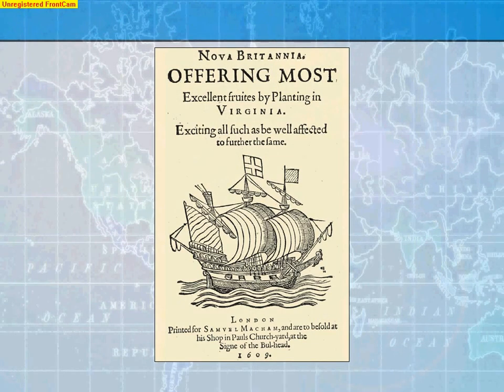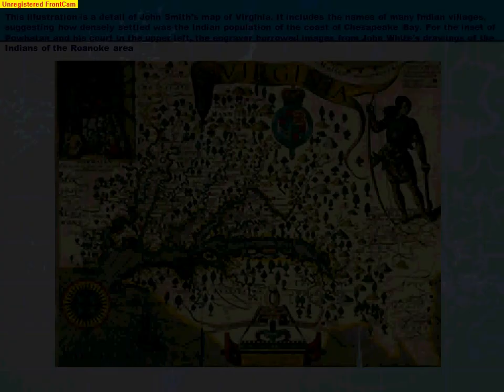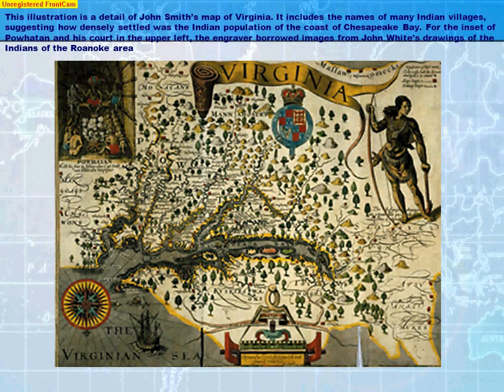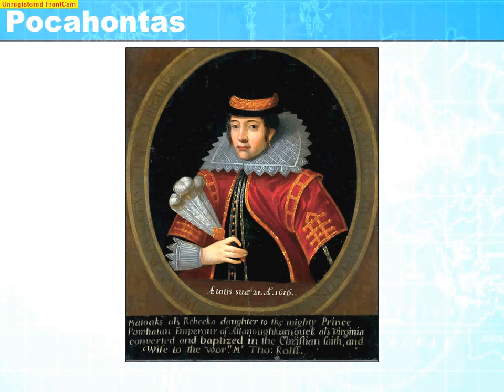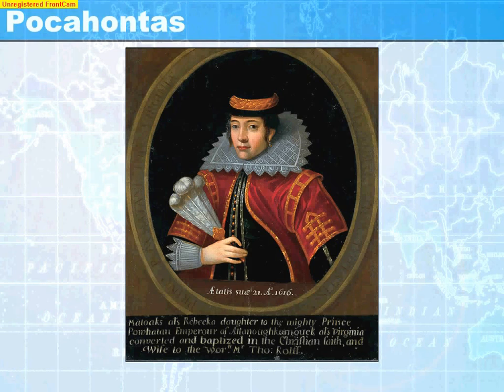This is obviously a poster depicting trying to get people to join in to come to Virginia. Very enticing, I guess. This is a map from John Smith of the Native Americans that they encountered when they first got to Virginia. And this is a painting of Pocahontas, the princess of the local tribe, the Powhatans, and she will be important later on as well, beyond just quote-unquote saving John Smith.